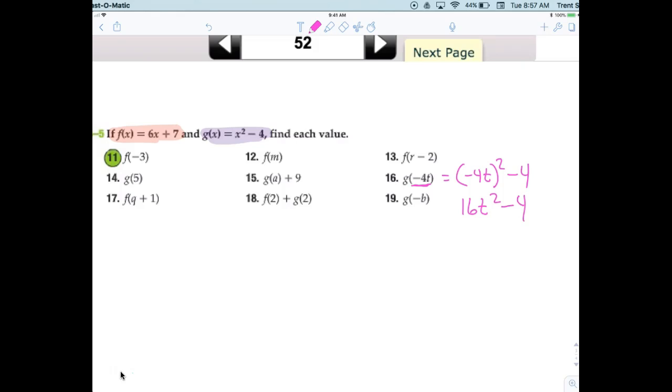16t squared minus 4. What in the world are you guys talking about? So I was sort of correct. See, we were at 16, all right? Except you needed the t squared and the minus 4. I know, 16t squared minus 4. Is everybody with me? Following directions. That's all we're doing.